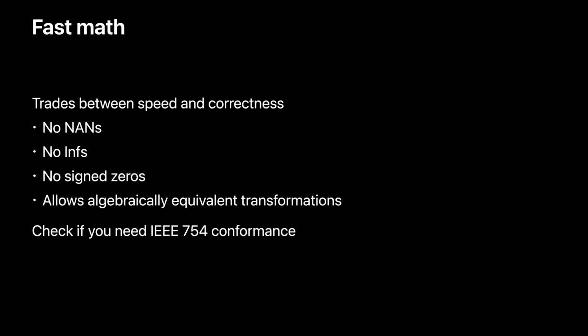Fastmath is a set of optimizations for floating point arithmetic that trades between speed and correctness. For example, assumptions can be made that there will be no not a numbers, infinity, or signed zeros as either a result or argument. Fastmath optimizations can also apply algebraically equivalent transformations, which may affect the precision in floating point results. However, in most scenarios, fastmath is a great choice for games. This can significantly improve performance, especially in ALU-bound cases. Our recommendation to you is to check your compiler options to verify that you have enabled fastmath if your shaders do not depend on the things that we just mentioned.